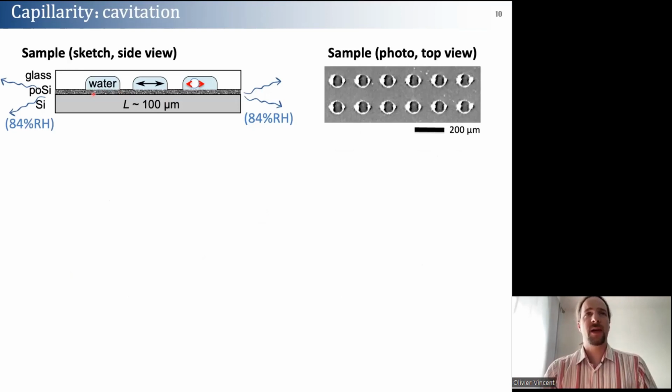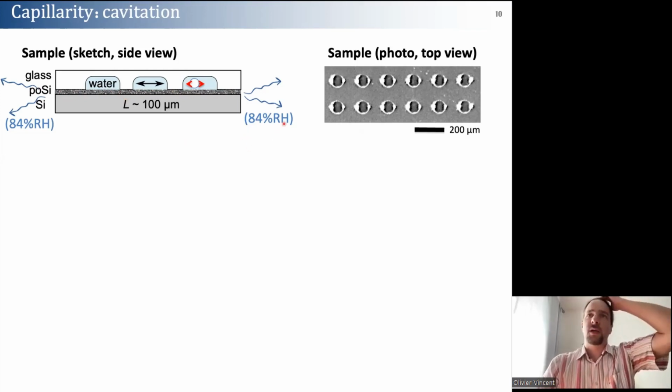Here we have a slightly more complex system where we have the same nanoporous medium sandwiched between silicon and glass, but we also introduce microcavities or microchannels in the system that are in contact with the nanoporous layer. And we fill the system with water. The water imbibes both the nanoporous layer and the microcavities. And once it's full, we start drying the system.